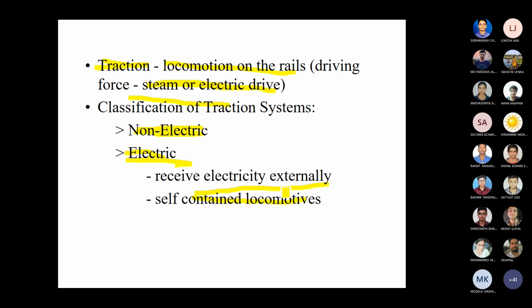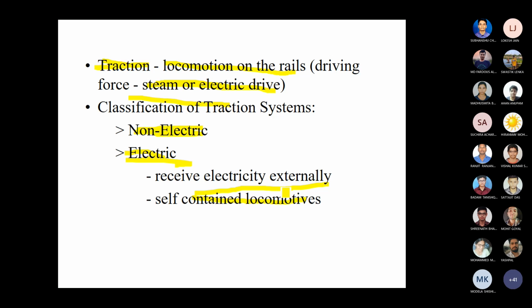If the pantograph is not there, then diesel is used. Diesel drives the prime mover, and that prime mover is responsible for generating electricity, and that electricity is fed to the motor of your locomotive. The power is used for driving your wheel.